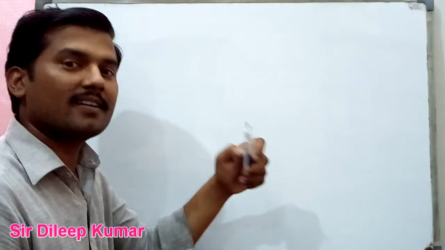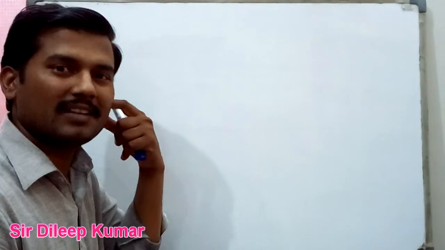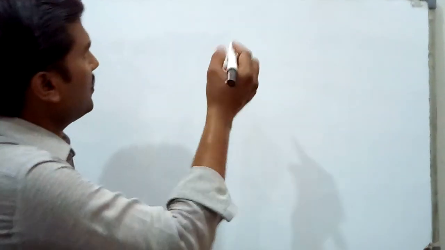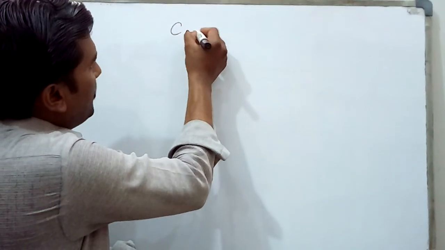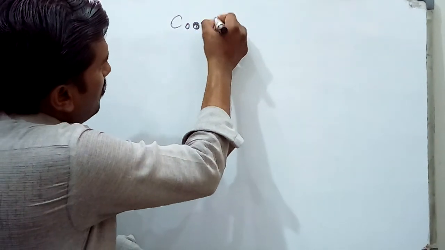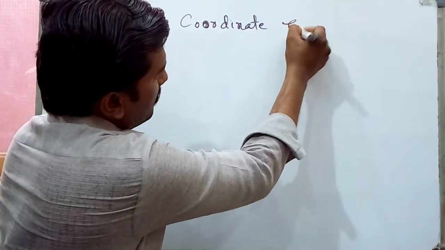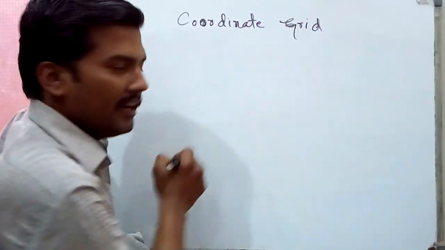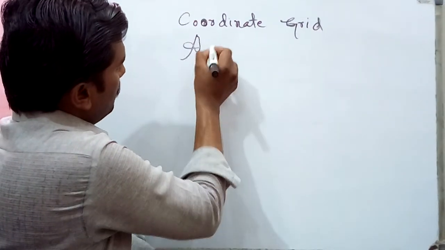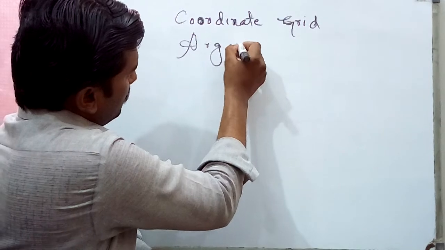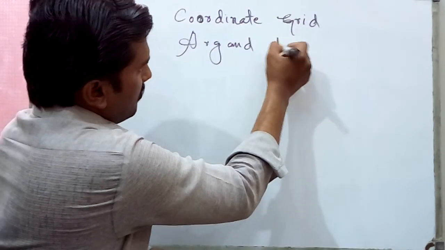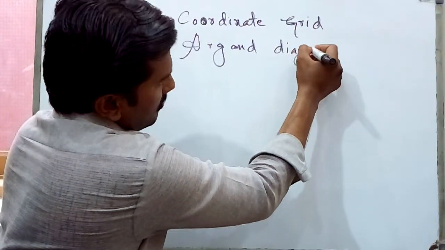It is also called Argand diagram or any frame of reference. So we are writing here coordinate grid or Argand diagram.